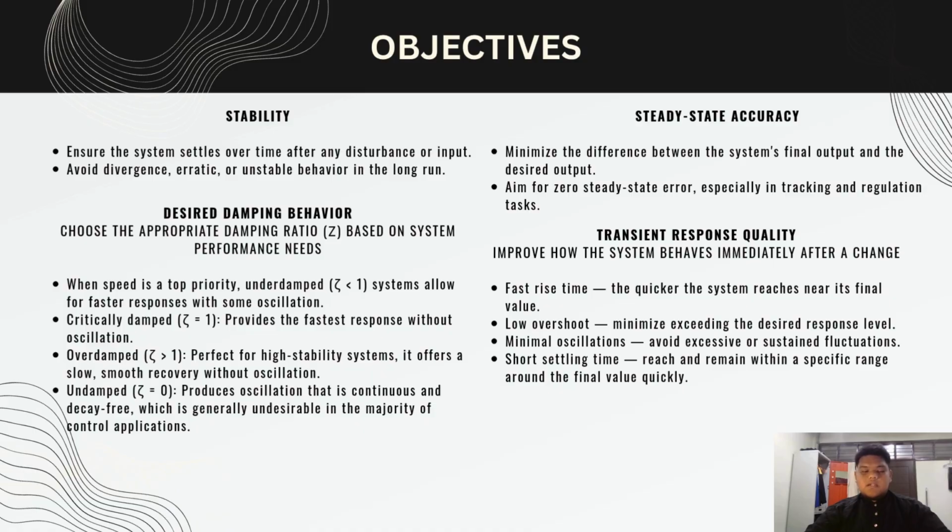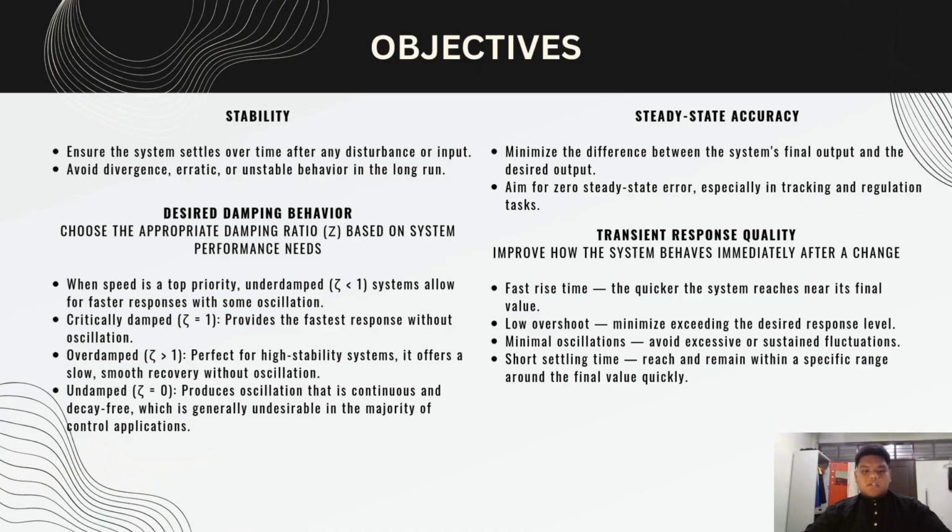A control system with high steady state accuracy aims for zero error, especially important in precision tasks like robotics or automation. We then move to the desired damping behavior, which is determined by the damping ratio denoted zeta. If zeta is less than 1, we get underdamped responses, fast but oscillatory. At zeta equals 1, the system is critically damped, offering the fastest non-oscillatory response. Overdamped systems, where zeta is greater than 1, respond slowly but smoothly. And if zeta is equal to 0, the system doesn't settle, it just keeps oscillating.